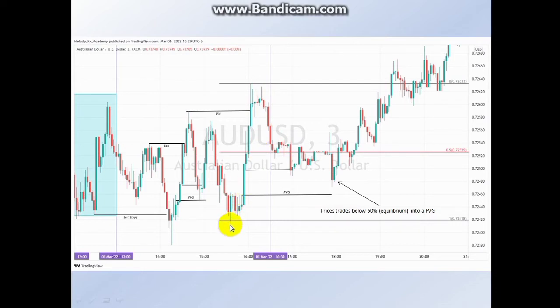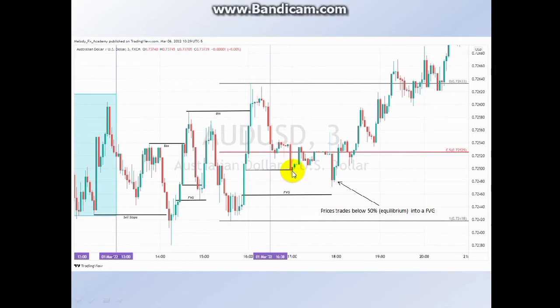Once this happens, we take our fib and measure it from the low to the high, and we get our 50% level right here. We are only interested in buying this market once it trades below the 50% level. So we are looking for what we call the discount array. We have one right here: a fair value gap between this candle's high and this candle's low, a single pass. The market was not fed. This is buy side inefficiency, so the market has to feed this completely.